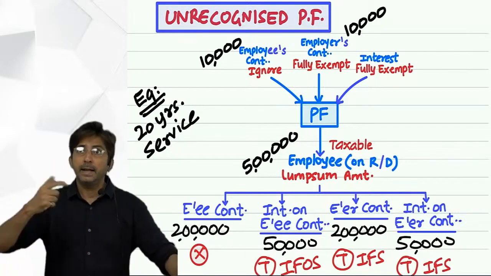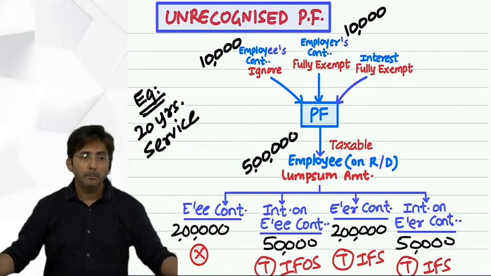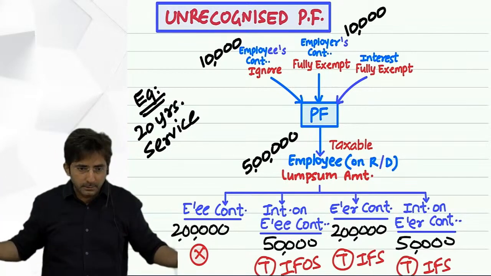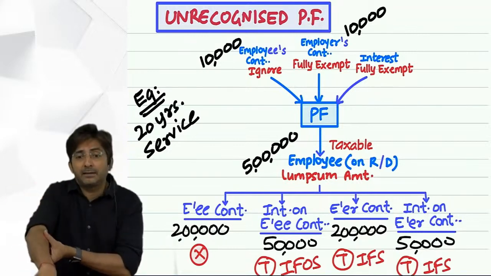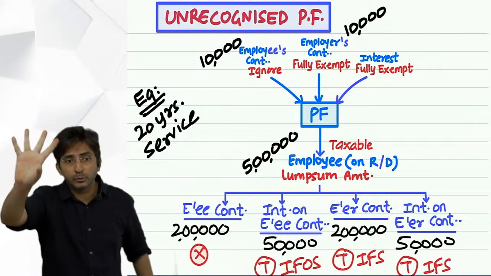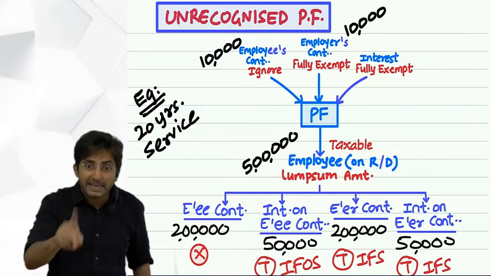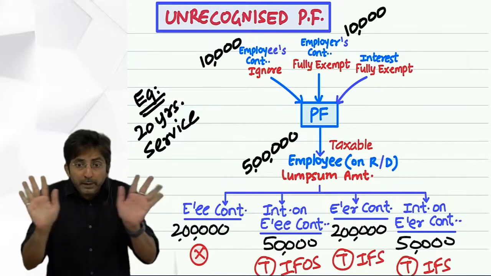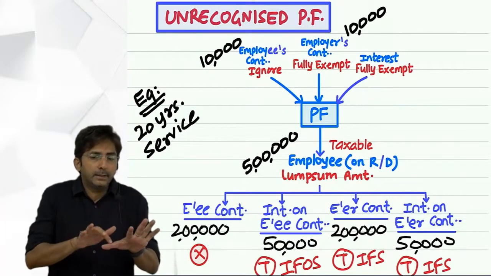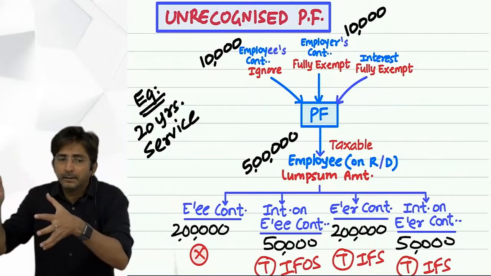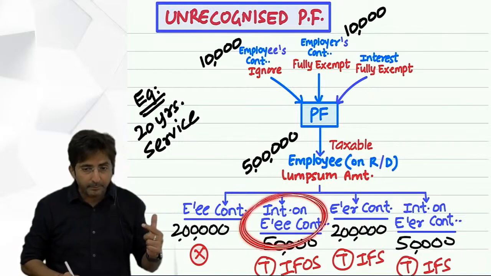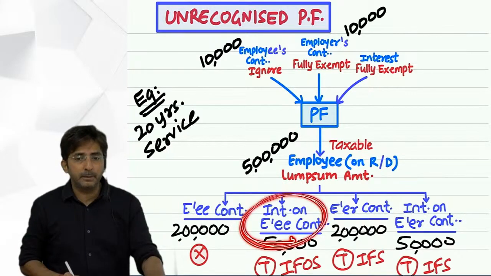What is the effect? Employee's contribution, ignore. Because that is accumulated from your basic salary, and your basic salary has already been taxed. And interest on that is your personal income. It is not thanks to your boss. So it is income from other sources. It will be taxable, but it will not be recorded in the salary statement. As you know, for the 5 heads of income, we prepare 5 separate statements. So this interest will be recorded in the income from other sources statement.